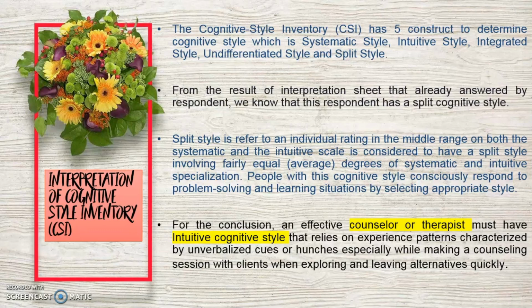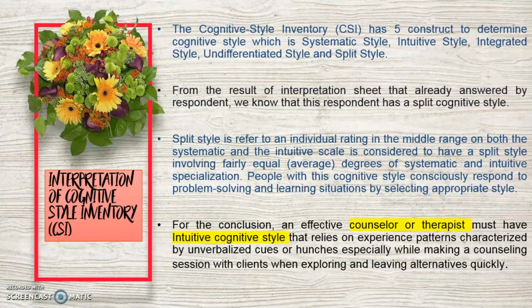From the result of our respondent, we know that this respondent has a split cognitive style. Split style refers to an individual rating in the middle range on both the systematic and intuitive scales, considered to have a fairly equal degree of systematic and intuitive specialization. As you can remember from our respondent's scoring sheet, she gets 69 for intuitive score and 69 for systematic score, so she has fairly equal systematic and intuitive specialization.